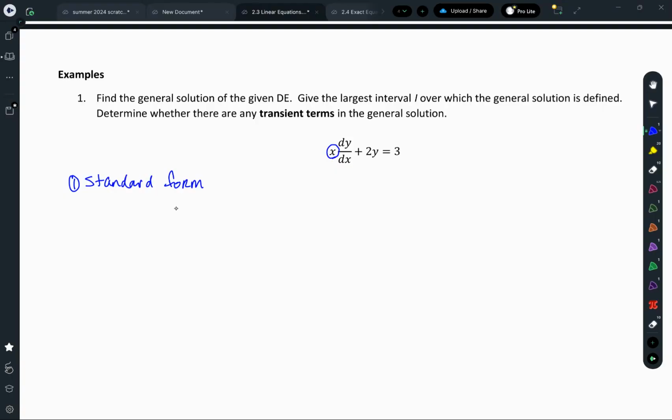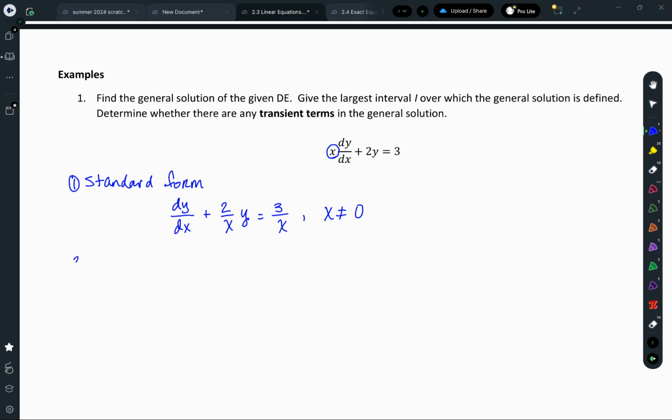When I do that, I get dy/dx plus 2 over x times y is equal to 3 over x, comma, x cannot be 0. Now that we've divided by that x, and I can see it in the two terms, 2 over x and 3 over x, we definitely shouldn't be dividing by 0 at all.